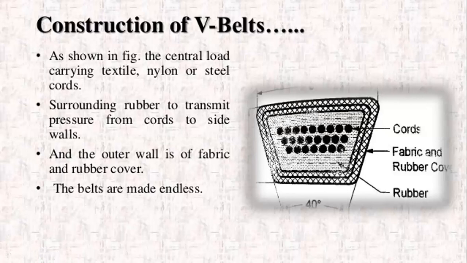Next, the outer wall is made of a fabric or rubber cover. Generally it is covered with fabric, and sometimes it is covered with a rubber cover also. So the outer walls of the V-belt are of fabric and rubber type.